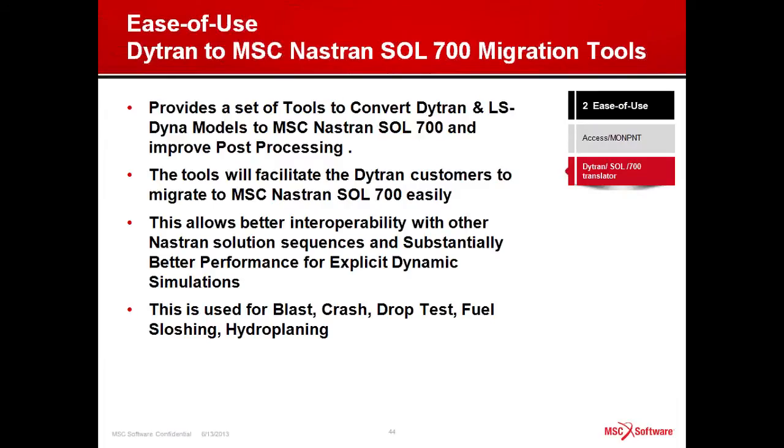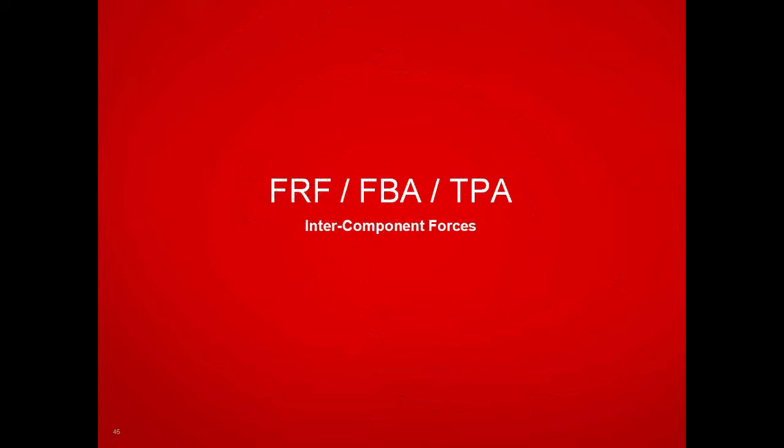There have been a couple of other improvements on Dytran. We'll get to some of them later, but one of the things is in the area of SOL 700 improvements. One of the areas is in migration tools between Dytran and SOL 700. MSC Nastran SOL 700 is the go-forward solution for explicit dynamics. We want to reduce the pain of migrating to this solution sequence, but we think the benefits are clearly in terms of robustness and performance, and so we've added some additional tools for that.